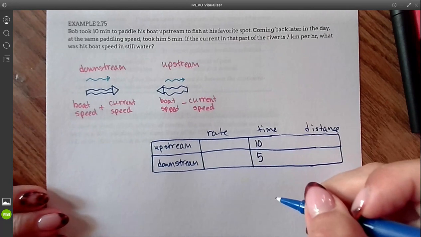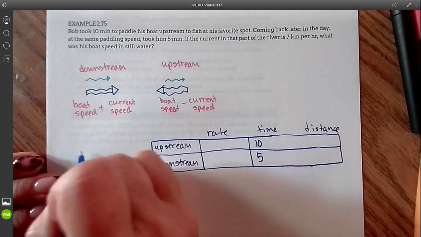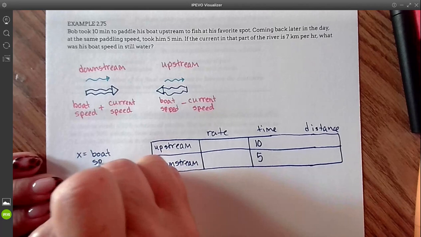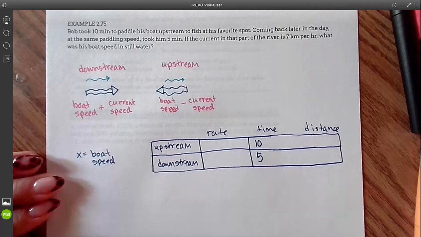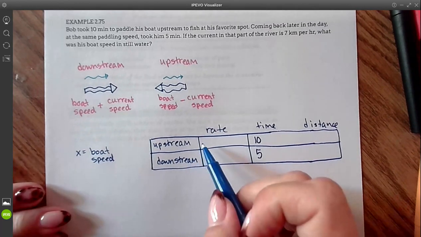If the current in that part of the river is 7 kilometers per hour, what was his boat speed in still water? So our variable is going to represent the boat speed. It'll always say in still water or in still air or whatever. That just means if there wasn't a current, how fast would the boat be going? So we do have to take into consideration the current.